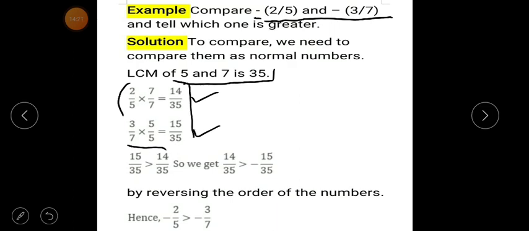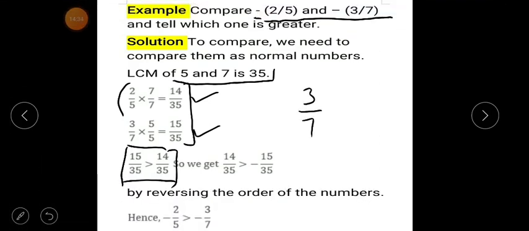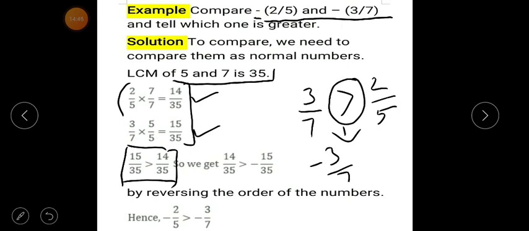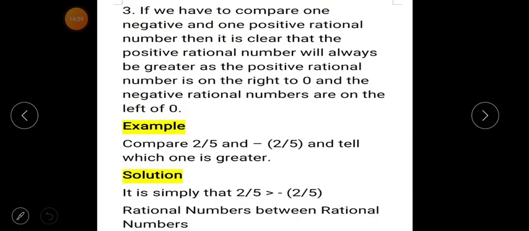Now compare them without sign. Here we will notice that 15 upon 35 is greater than 14 upon 35. It means 3 by 7 is greater than 2 by 5. But when we put a negative sign, we will reverse the sign. If it's minus 3 upon 7 and minus 2 upon 5, what will we do? We reverse the sign and it would be like this. So minus 2 by 5 is greater than minus 3 by 7.